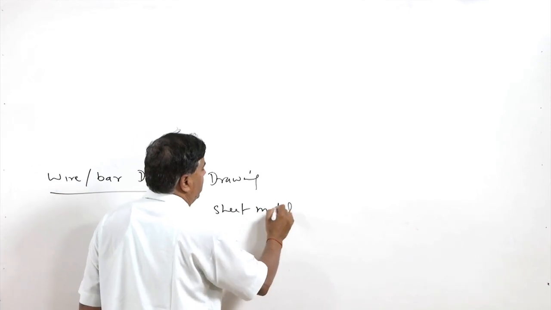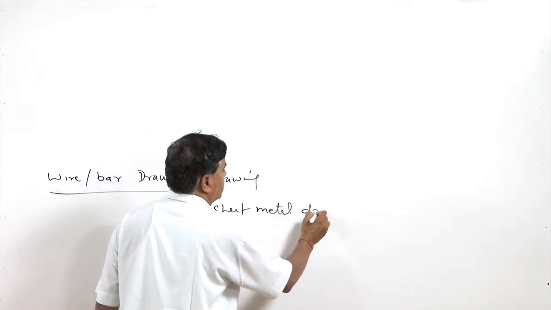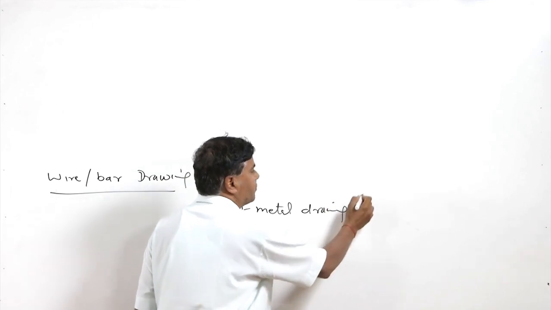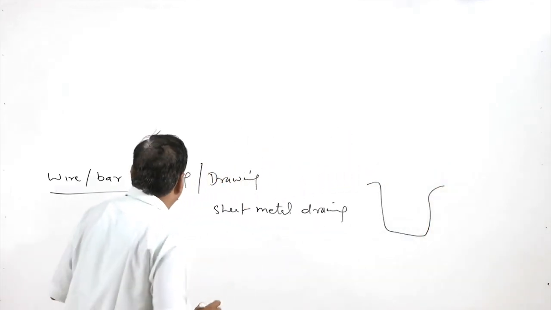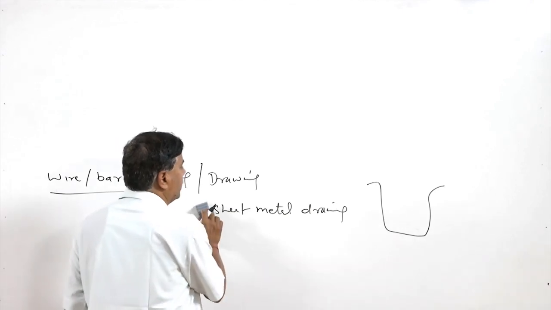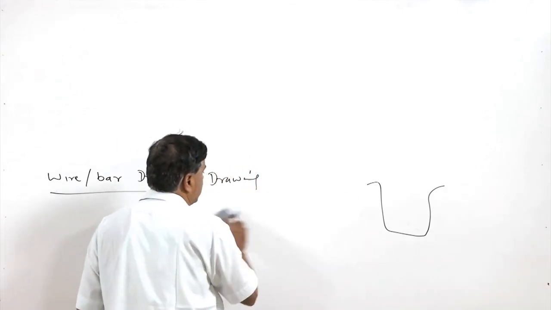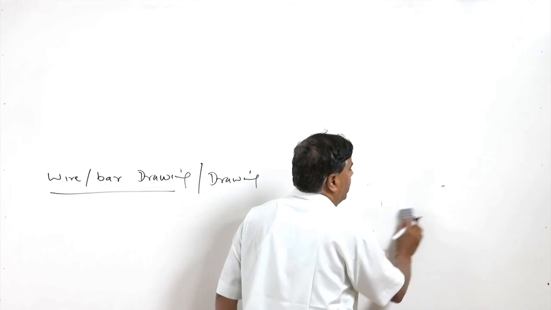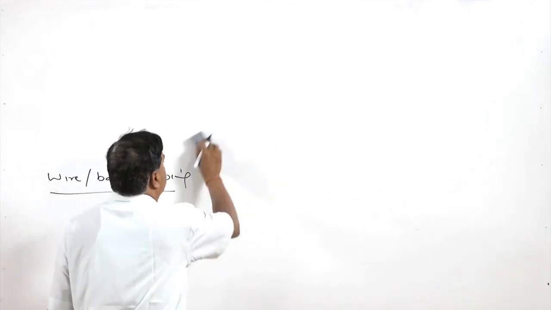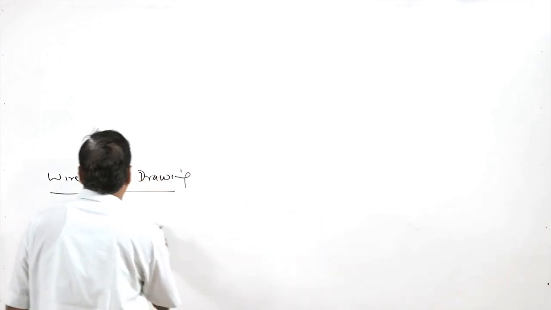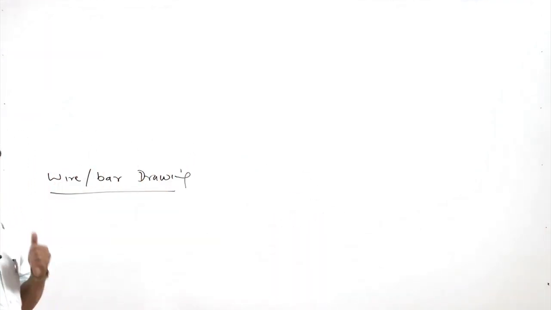wire drawing is mentioned specifically. Sheet metal drawing is used for making cup shape products, but here wire drawing and bar drawing is used for making rods or wires of smaller diameter. So, in order to distinguish it from the drawing of sheet metals, more specifically wire drawing or bar drawing is used.